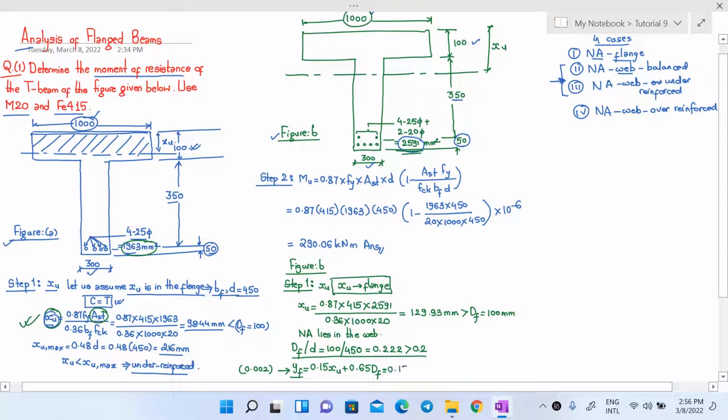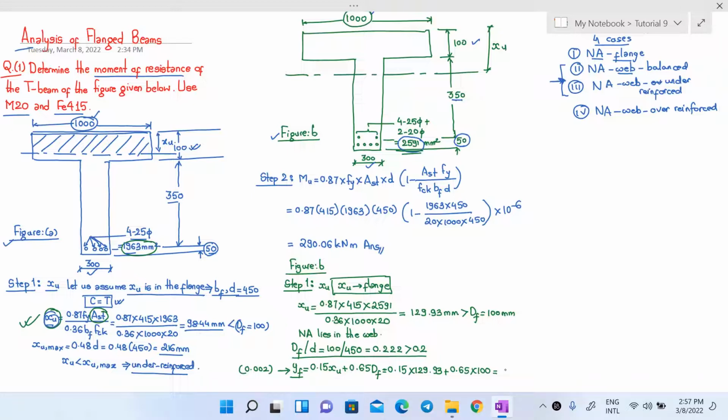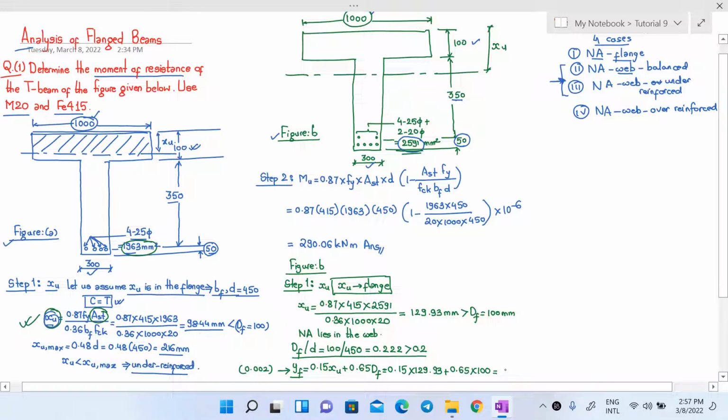Now it is 0.15 into xu, which is 129.93, plus 0.65 into 100 here. So let me compute the value of yf here. 0.15 into 129.93 plus 0.65 into 100. So it comes out to be nearly equal to 84.49 mm. Now this value of yf is less than the value of Df, so it's okay. If it had come out to be greater than Df, then we would have to use the value of yf as equal to Df.